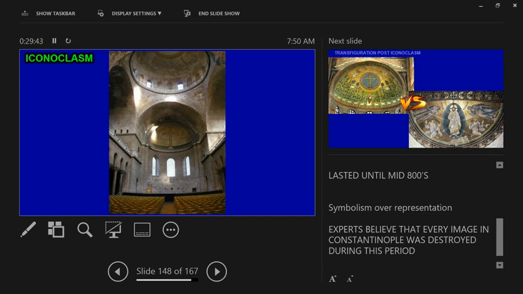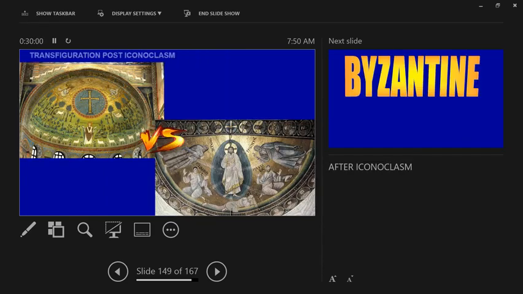And experts believe that every image in Constantinople was destroyed during this period. That's the other thing. Not only did they not make art, but they destroyed art that was already made. So iconoclasm is a rough time in art history. All right.